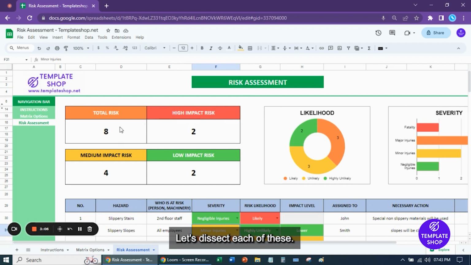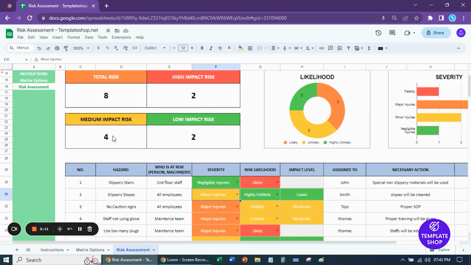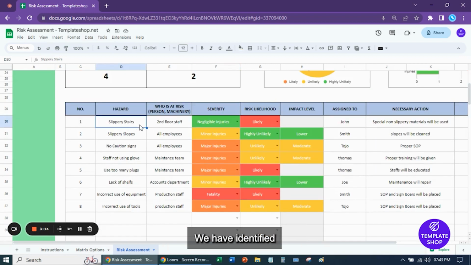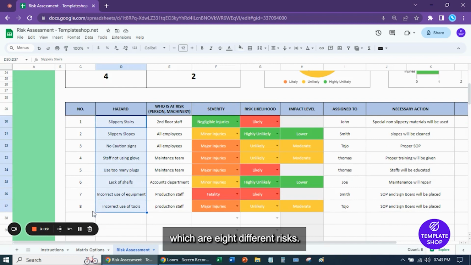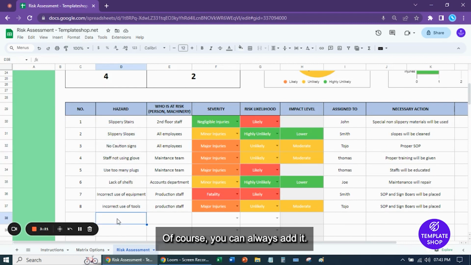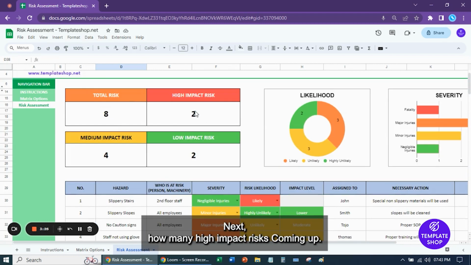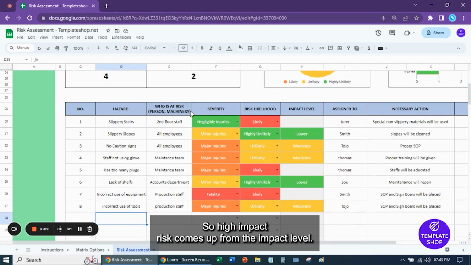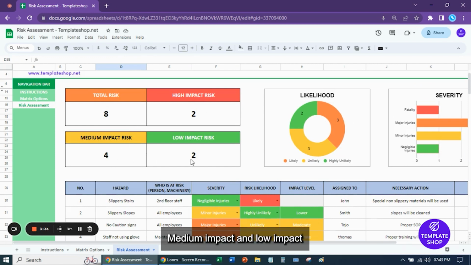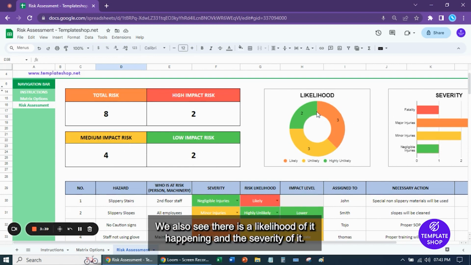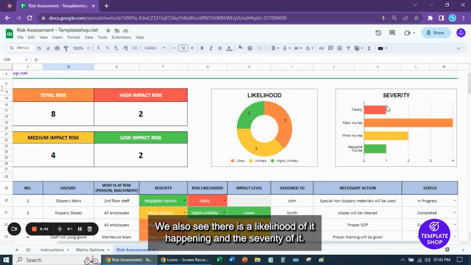Let's dissect each of these. What is the total number of risks? 8. Where does this come from? We have identified all these, which are 8 different risks. Of course, you can always add to it or change this based on your business. Next, how many high impact risks are coming up? So high impact risk comes up from the impact level. Medium impact and low impact all come up from here. We also see there is a likelihood of it happening and the severity.